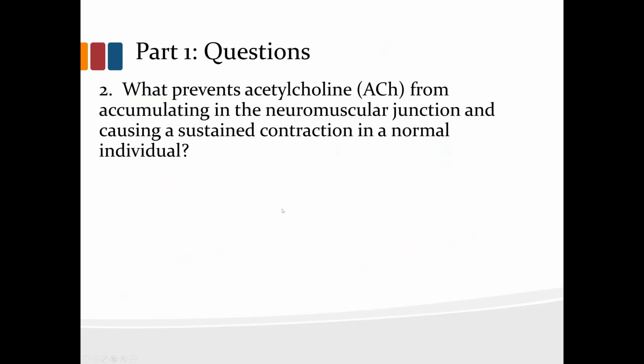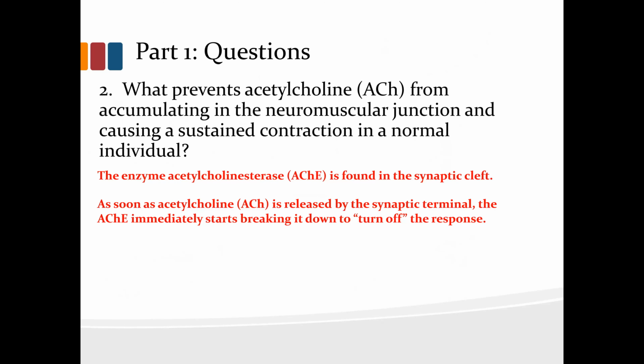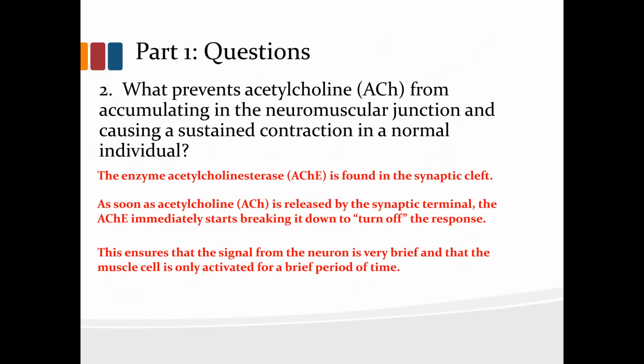Okay, number 2, what prevents acetylcholine from accumulating in the neuromuscular junction and causing a sustained contraction in a normal individual? Remember, we have that enzyme acetylcholinesterase in the synaptic cleft. As soon as acetylcholine is released by the synaptic terminal, the acetylcholinesterase immediately starts breaking it down to turn off the response. So this ensures that the signal from the neuron is very brief and that the muscle cell is only activated for a brief period of time.